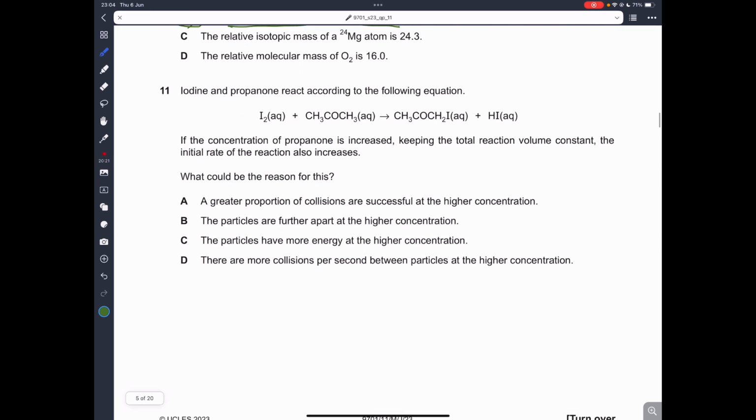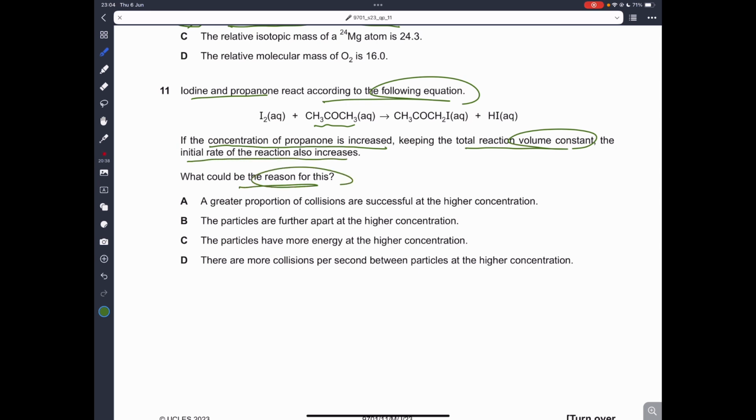11. Iodine and propanone react according to the following equation. If the concentration of propanone is increased, propanone is this one, keeping the total reaction volume constant, the initial rate of reaction also increases. What could be the reason for this? Well, this is increasing concentration. What happens when you increase concentration? Well, the rate is going to increase. When rate increases, what is going to happen? The frequency of effective collisions is going to increase.